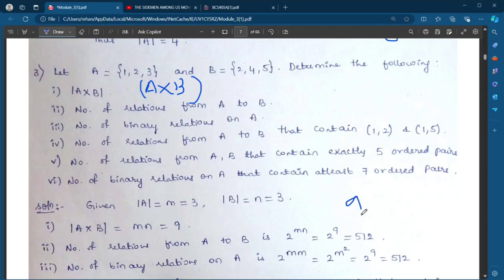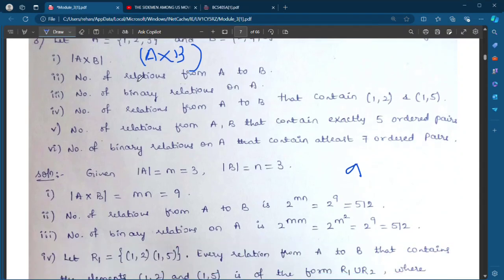Just write how many there are, right? |A| is m, which is 3, and |B| is n, which is 3. So the total number of ordered pairs is 9. But how many relations you can make from this is 2 to the power of mn. The number of pairs you can have is mn, so the number of relations is 2 to the power of mn.